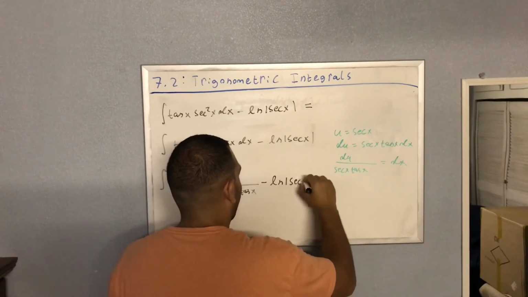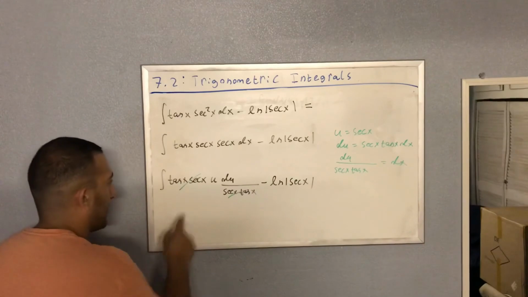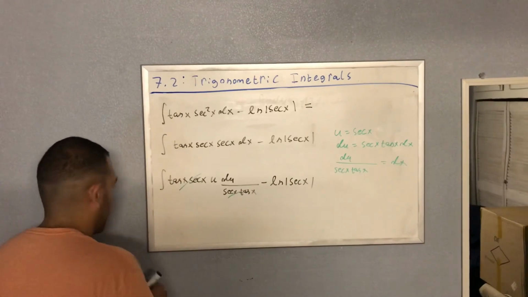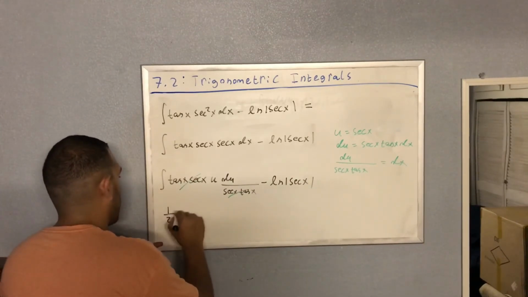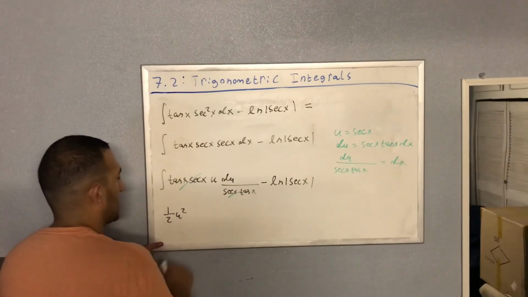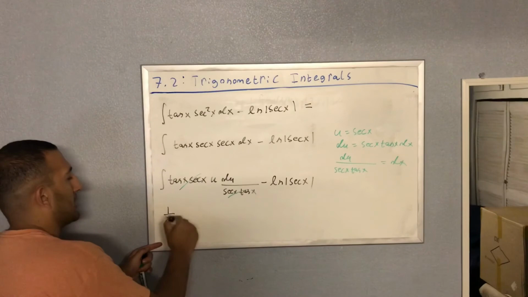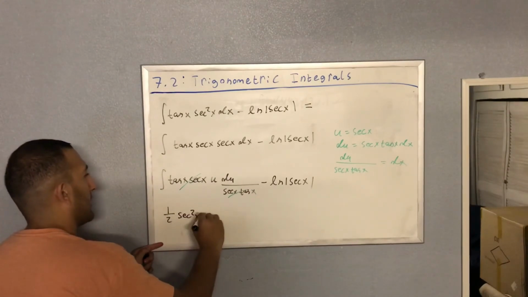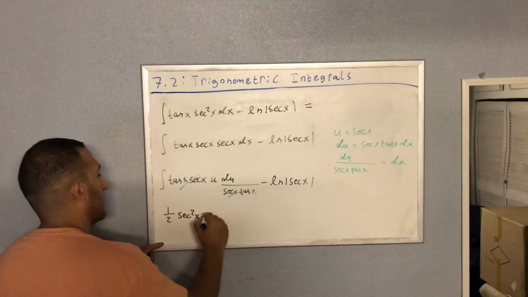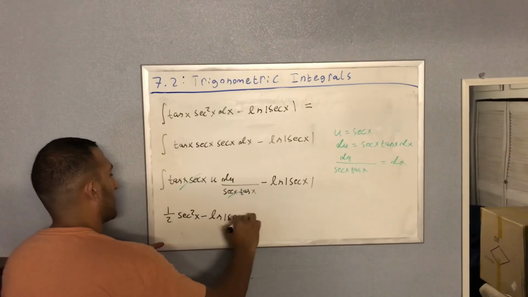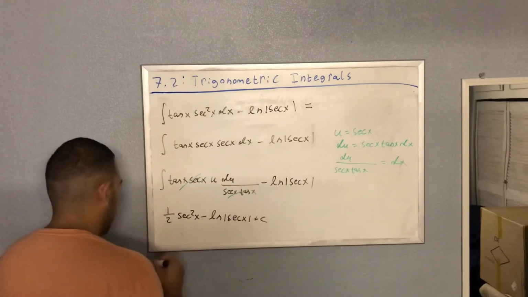And then we're just left with the integral of u, which is 1/2 u squared, but u is secant, so this is 1/2 secant squared x minus ln absolute value secant x plus c.